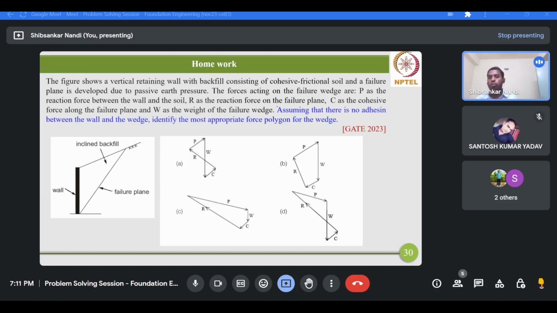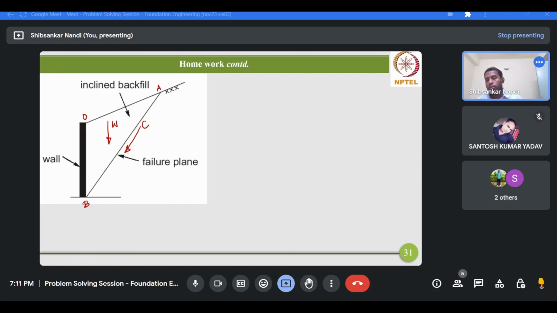So two forces we have shown: the cohesive force and the weight of the failure wedge. Now we'll consider the reaction force on the failure plane. So the reaction force on the failure plane will act with an angle phi with the normal to the failure plane. So this will be the line of action of the reaction R. So R will act at an angle of phi with the normal to the failure plane.